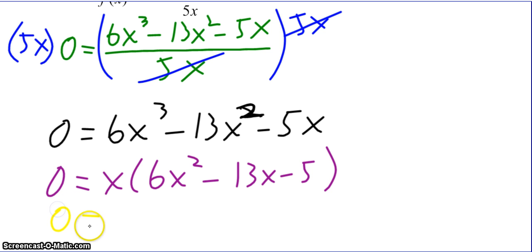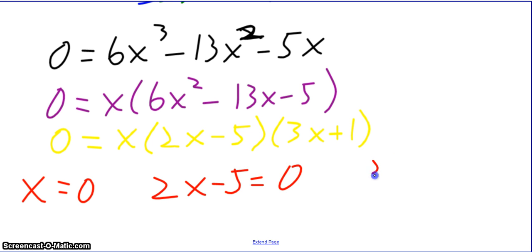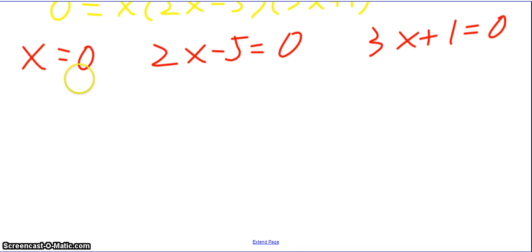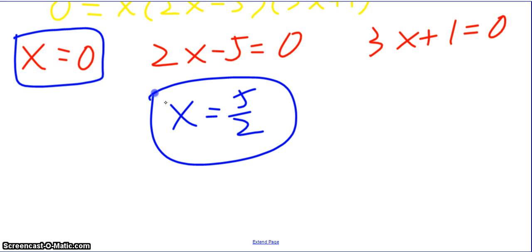So we end up with 0 equals x times, let's see, what is that going to be? 2x minus 5 and 3x plus 1. So if I set each factor equal to 0, I'm going to get x equals 0, 2x minus 5 equals 0, 3x plus 1 equals 0, and therefore I would get x equals 0, x equals 5 halves, and x equals negative 1/3.